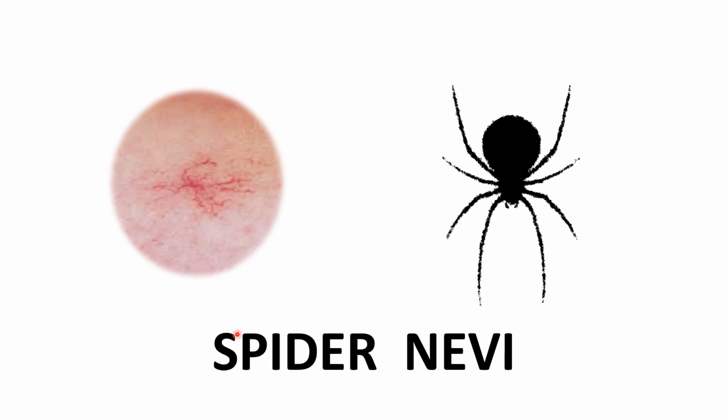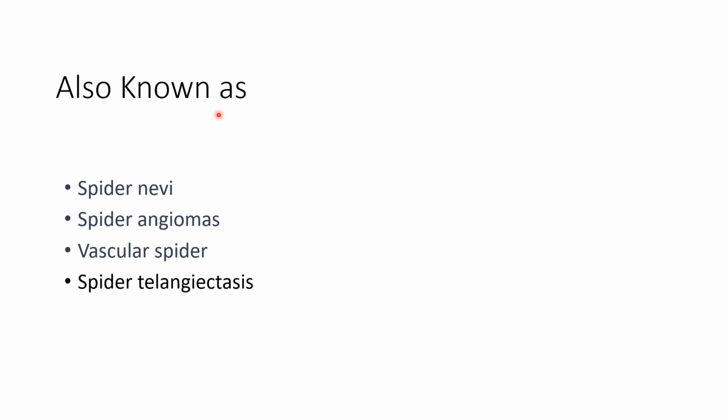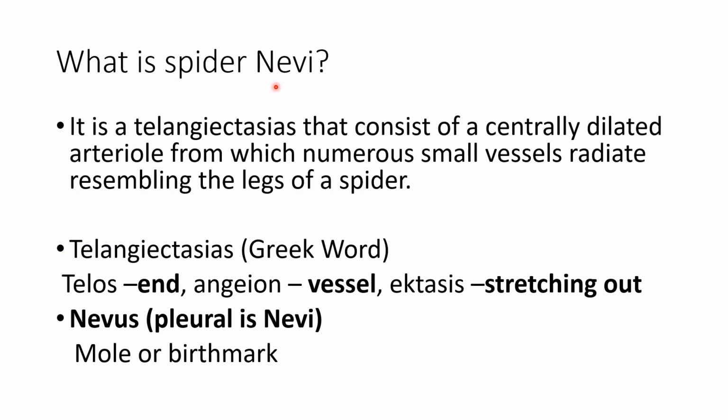In this video, today we'll learn about spider nevi. Spider nevi is also known as spider angiomas, vascular spider, or spider telangiectasis. So what is spider nevi?